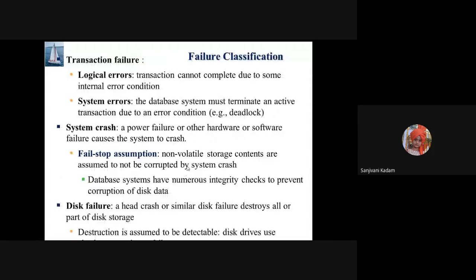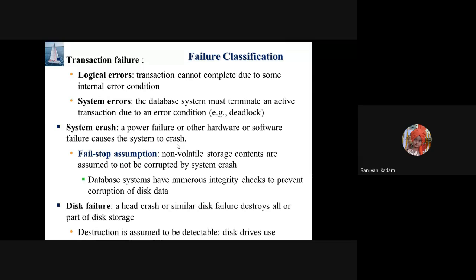So initially, let us start with the failure classification. Failure classification means that when I can say that my transaction or my system has failed, or which can be a problem. Whatever failures are there, these are categorized into a number of categories. There are three main categories: a transaction failure, a system error, a system crash, or a disk failure, wherever I'm storing my data, that got failed. So these three types of failures can be there.